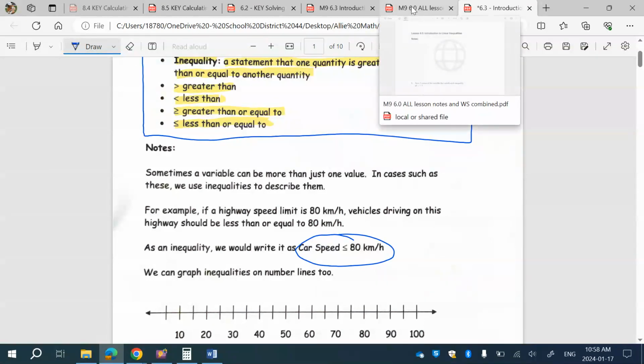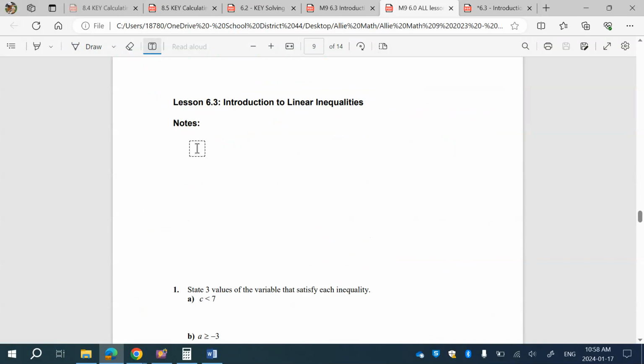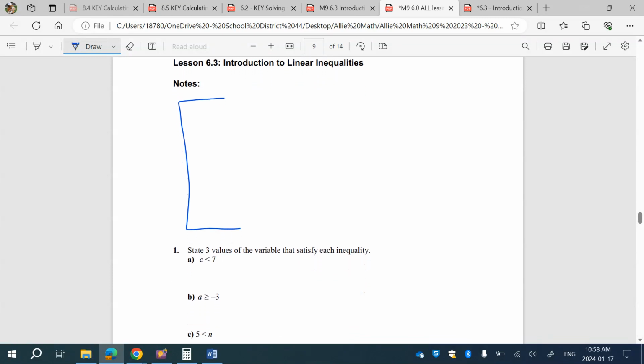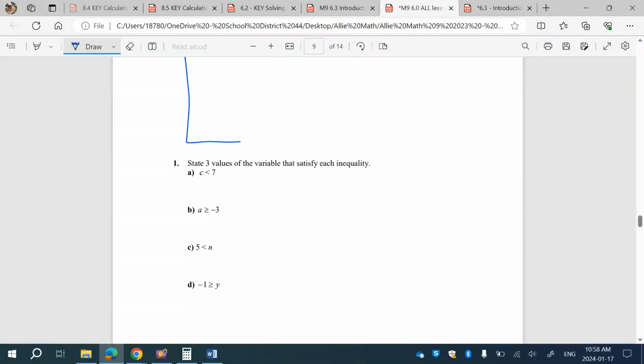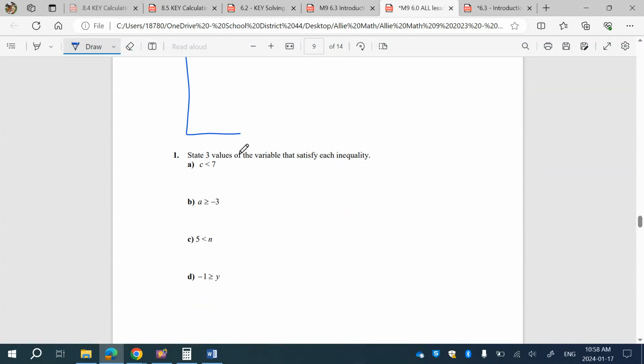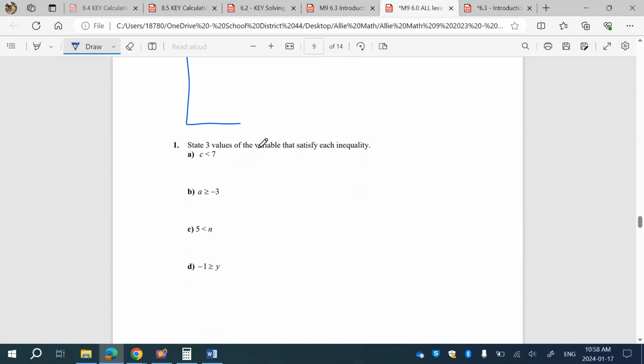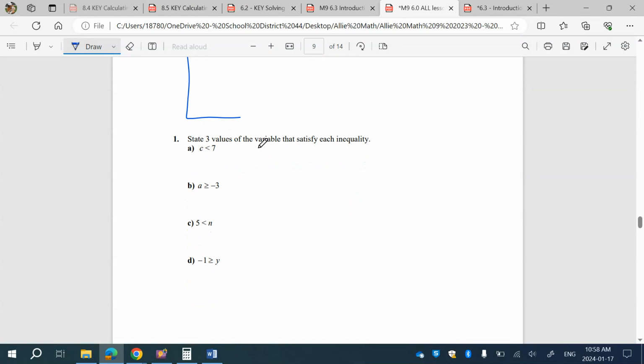I'll go back to our notes. You should have written those notes right here that I just showed you. And I will do now the rest of the notes with you. State 3 values of the variable that satisfy each inequality. And satisfy just kind of means makes it true. That's what I think is a good description of what it means by satisfy.